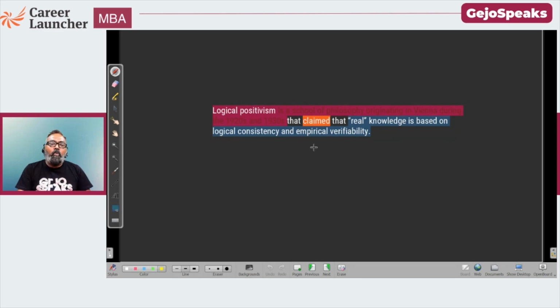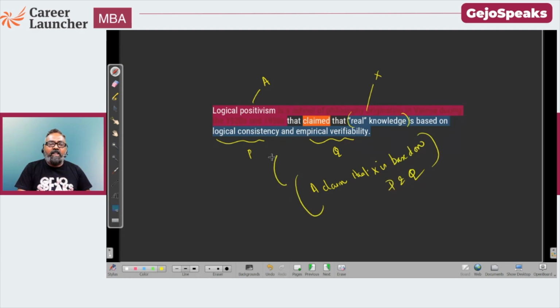Now, of course, you need to understand what this means: empirical verifiability, consistency, and logical. Beyond that, I'm sure that you can easily understand what's going on here, right? All the sentence is essentially saying is that there is some A that makes a claim that this X is based on this P and then a Q. A is claiming that X is based on P and Q. That's basically what the sentence is.